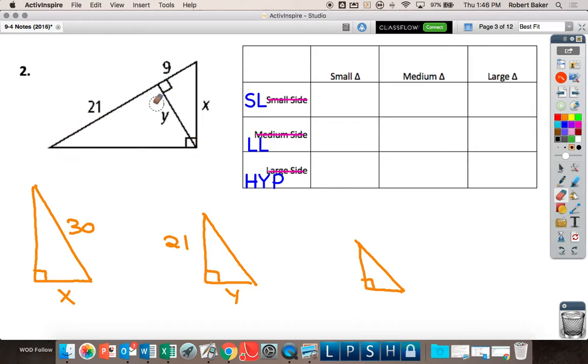All right, so we're going for the baby triangle now. Here's the baby triangle right here. How long is the hypotenuse? X. We good with that? How long is the long leg? Unknown, or Y. And how long is the short leg? 9.